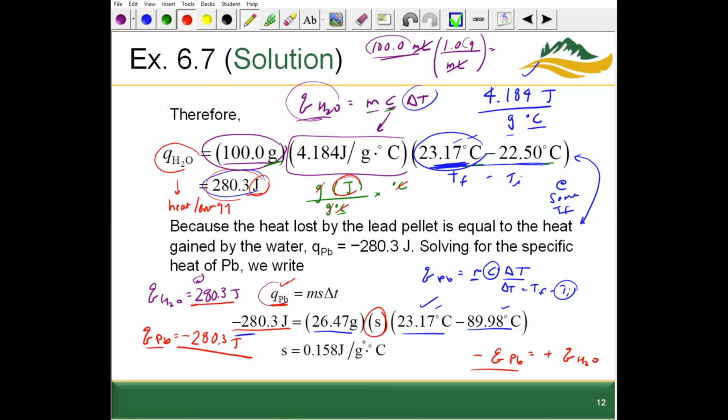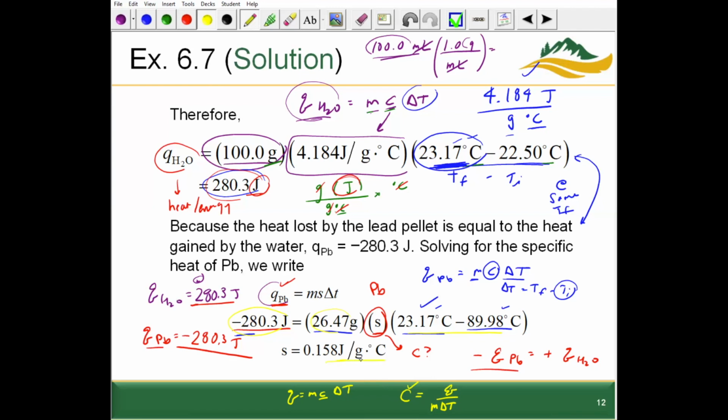The only unknown here is the specific heat capacity of lead. We could rearrange this now to solve for S, which is the same thing as solving for C in that Q equals MCΔT equation. So to rearrange this and solve for C or S, that's the same thing that we saw in the first practice problem. So specific heat capacity C is equal to Q over the mass times delta T. So we plug in what we know for delta T. Here's our heat, here's our mass. Then we solve for the specific heat capacity of lead, reported in joules per gram degree C.